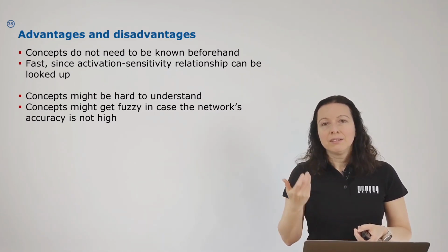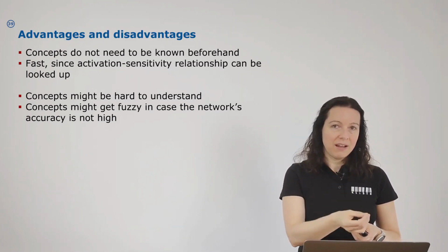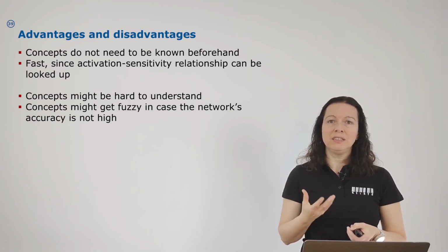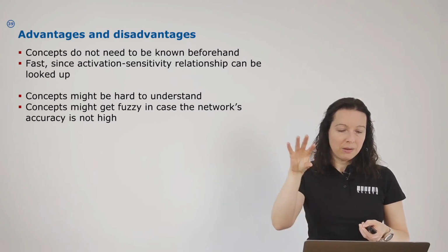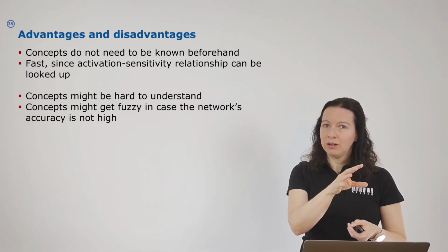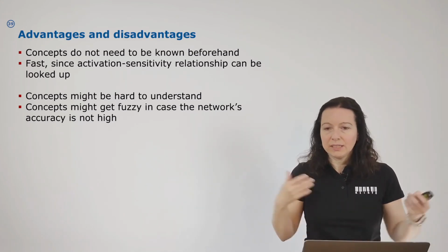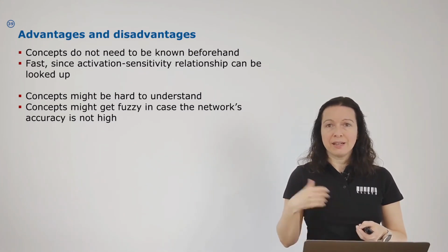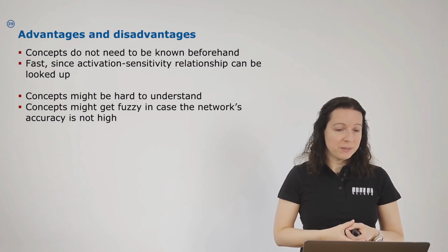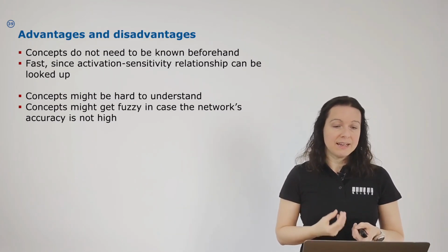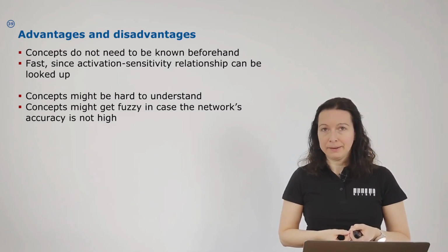So it's super fast to derive these images. But still, although you have discovered concepts, these concepts might be hard to understand. You still need to somehow make sense out of the results. So you need an expert or some further additional information like land cover information. And also the concepts might get fuzzy in case the network's accuracy is not high.